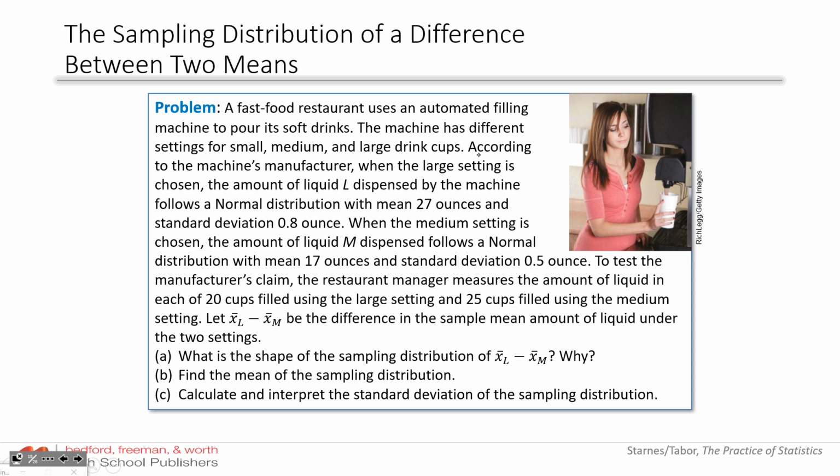A fast food restaurant uses an automated filling machine to pour its soft drinks. The machine has different settings for small, medium, and large drink cups.